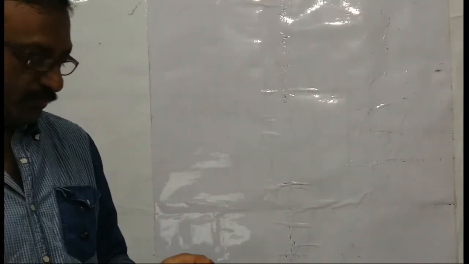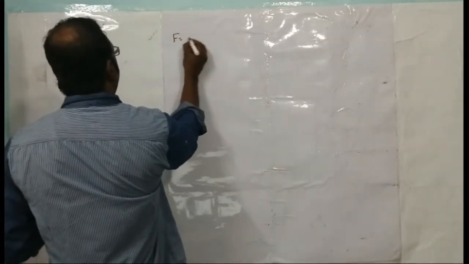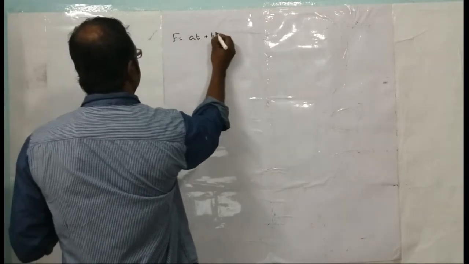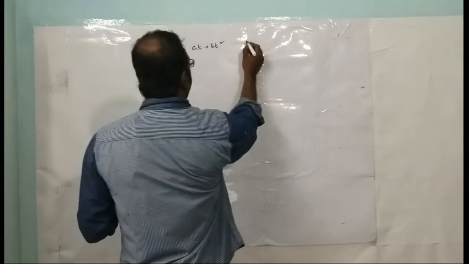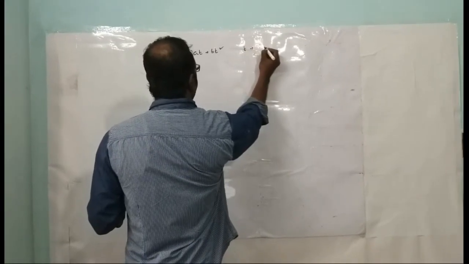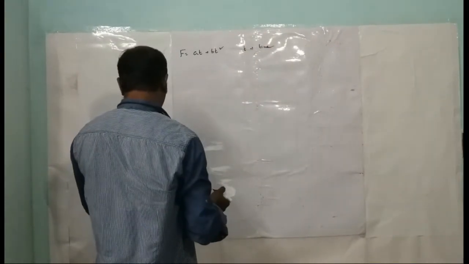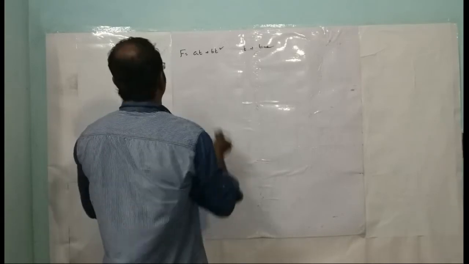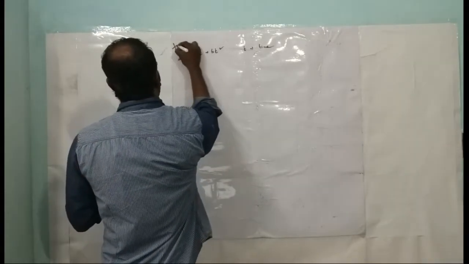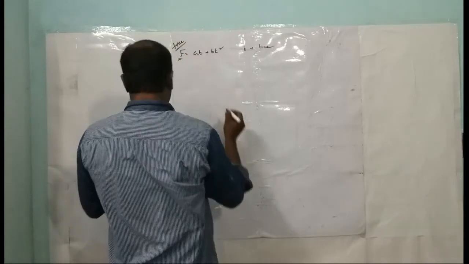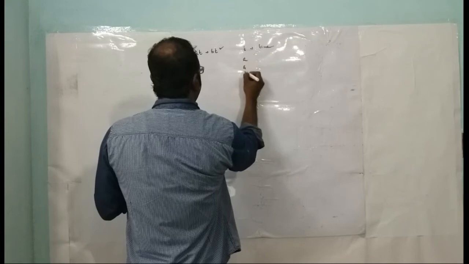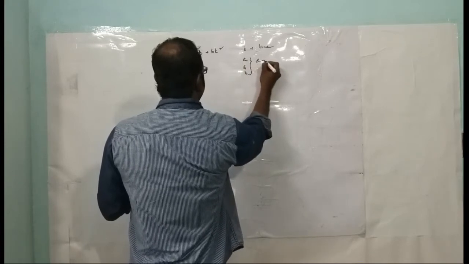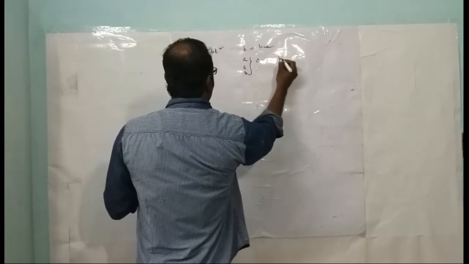Look into the fourth problem. The force is given by F = AT + BT², where T is the time in this equation, and F is the force. Find the dimensional formula of A and B. You have to find the dimensional formula.